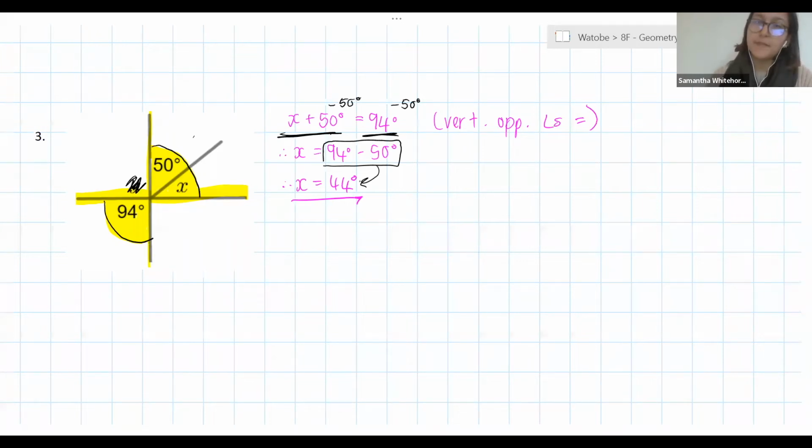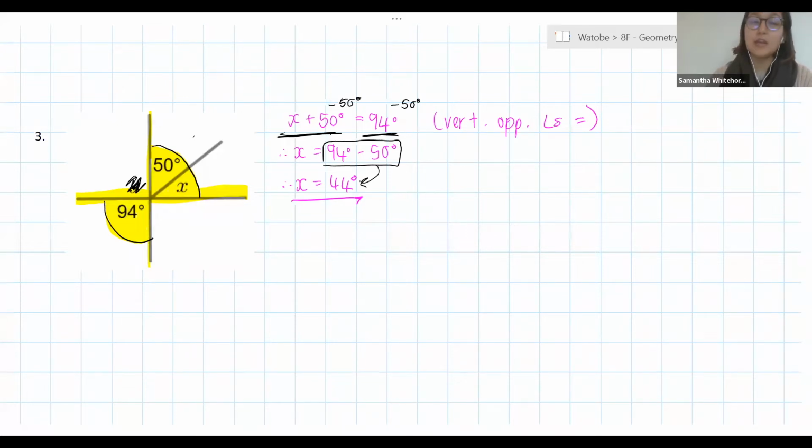Ma'am, the way my math teacher does it, he says x plus 50 plus 94 degrees is equal to 360, and then he adds 50 plus 94, and then he gets the answer. And then he says that 360 minus that answer is equal to the answer.